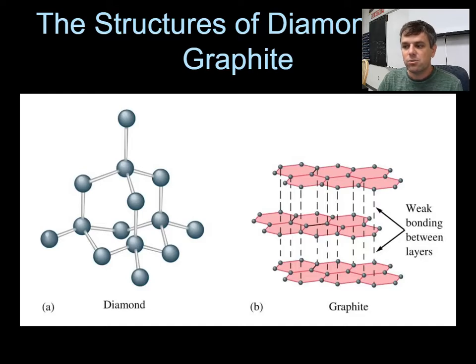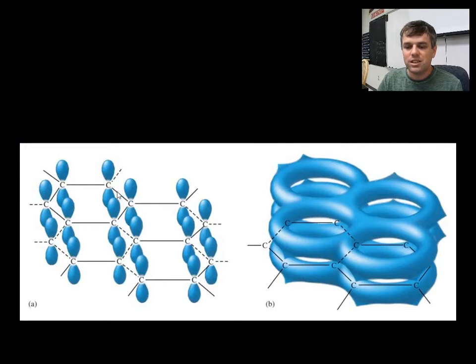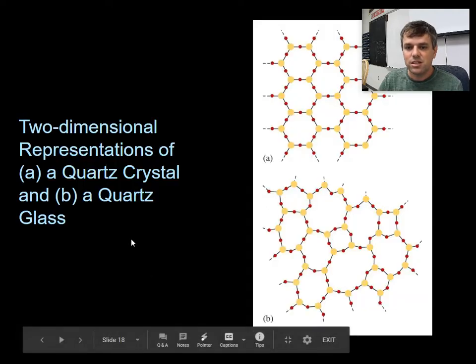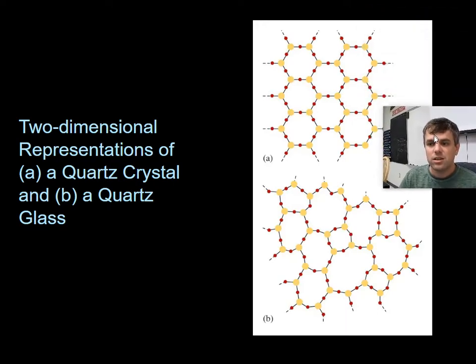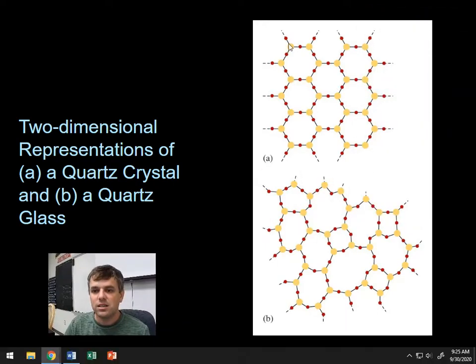Right? So that's some covalent network solids, which is our second type. This kind of shows how the carbons in graphite are arranged. This shows quartz, which is a network solid right here with this hexagonal arrangement.